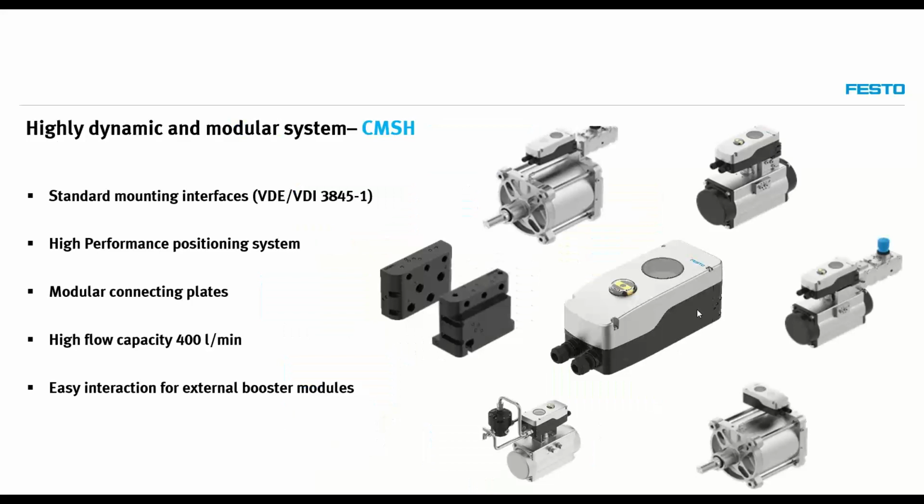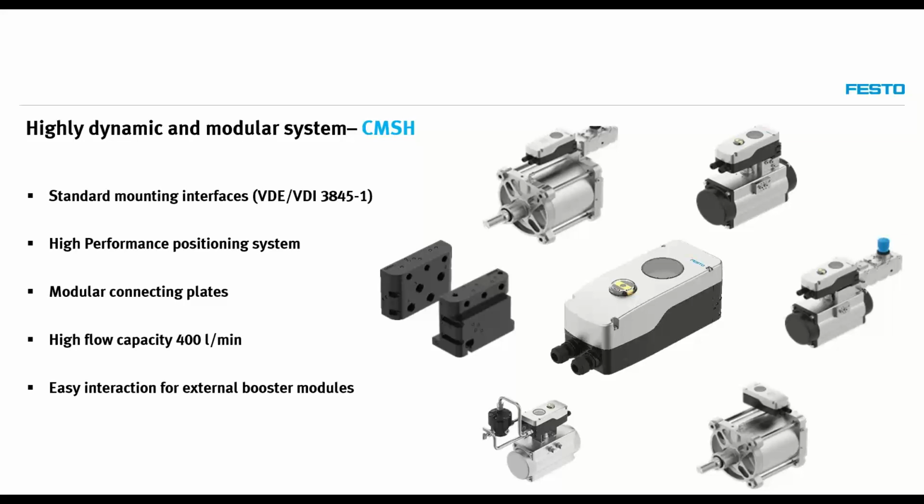Moving on to some more highlights on the CMSH. This positioner also supports standardized mounting interfaces for all common quarter turn actuators and linear actuators. Due to the integrated high dynamic positioning system with high air capacity, which can reach up to 400 liters per minute for the single acting, the CMSH allows fast and precise control of large or small actuators without any additional need of extra instrumentation, for example, a volume booster.